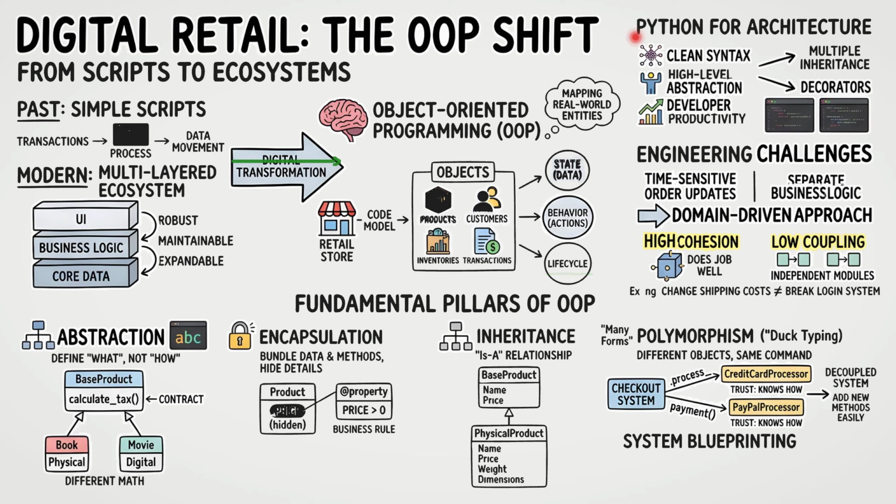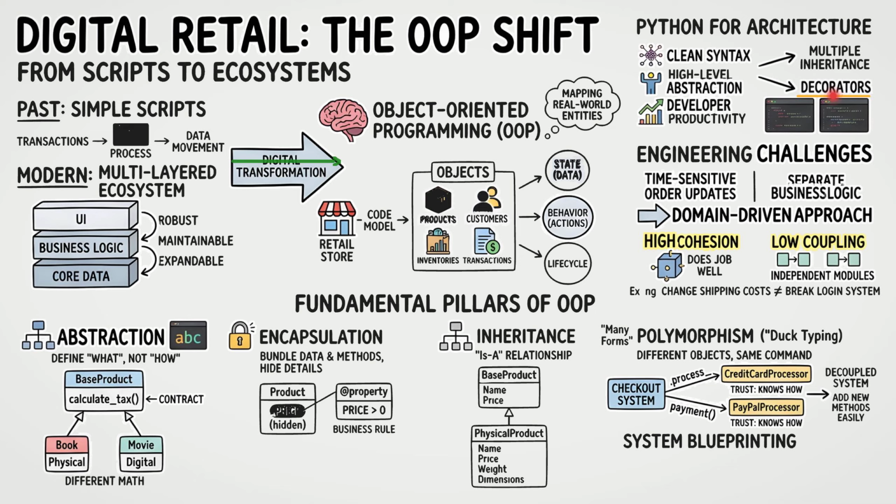For this architecture, Python is an outstanding choice. It provides an excellent balance. It gives architects a clean syntax and high-level abstraction, freeing you from worrying about low-level memory management so you can focus on system structure. It also natively supports advanced architectural tools like multiple inheritance and decorators, which keep our code flexible as business needs shift.